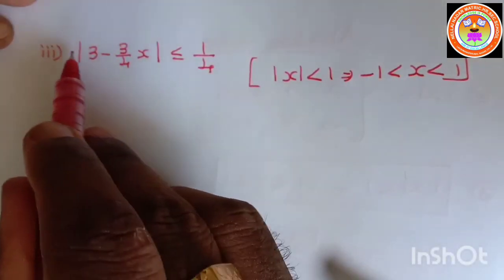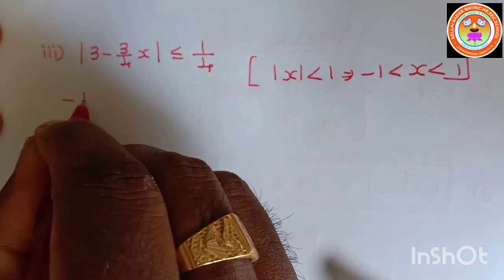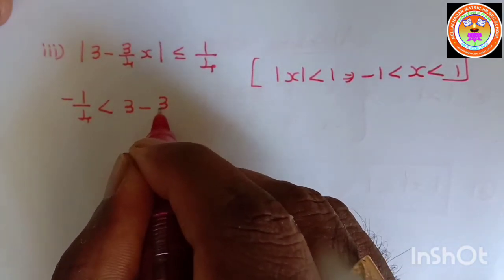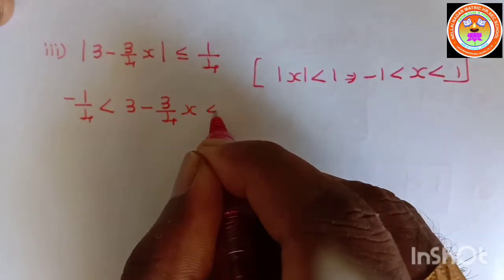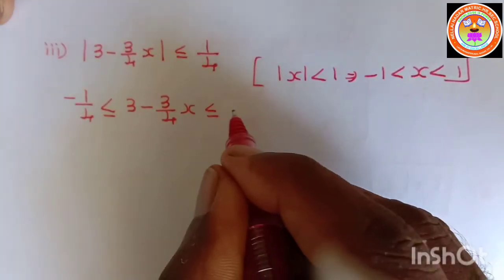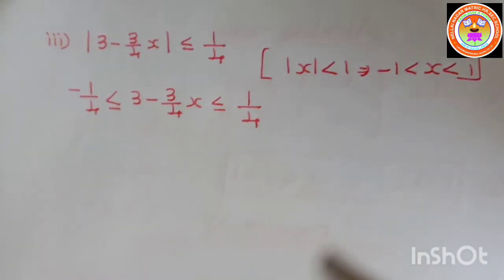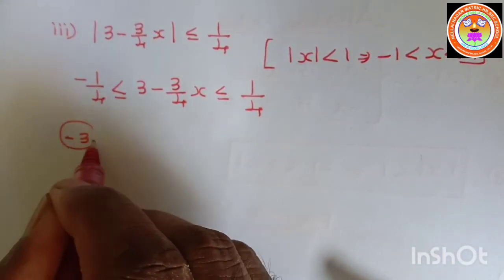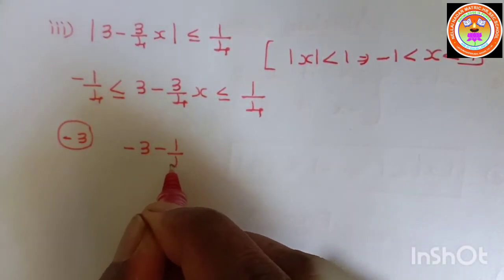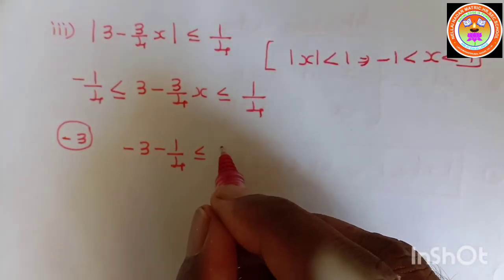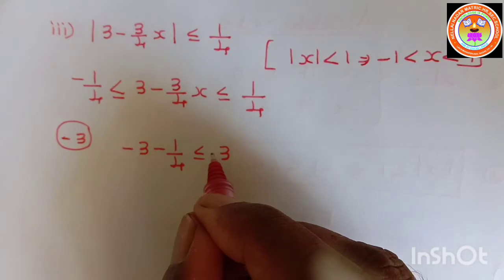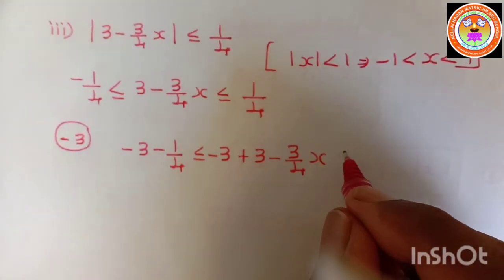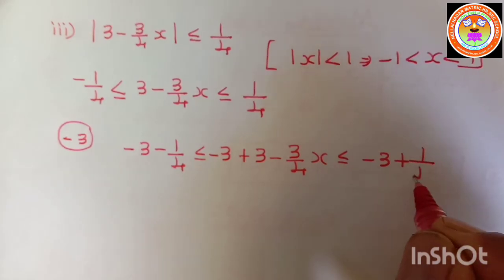Now removing the modulus here, 1 by 4 given. -1 by 4 less than 3 minus 3 by 4x less than or equal to 1 by 4. Already told, between x only coming. First you remove 3, subtracting 3: -3 minus 1 by 4 less than or equal to 3 minus 3 by 4x less than or equal to -3 plus 1 by 4.